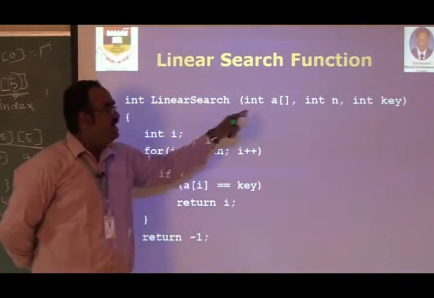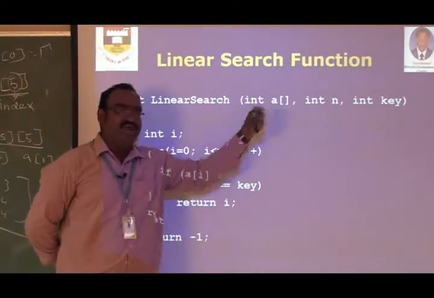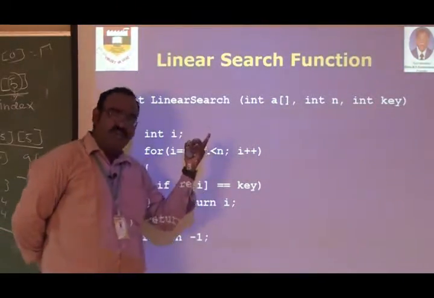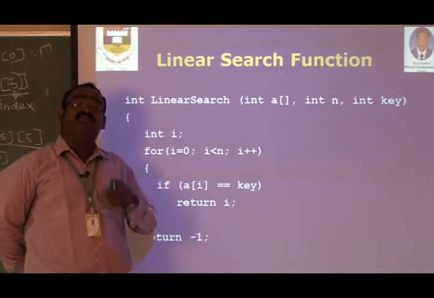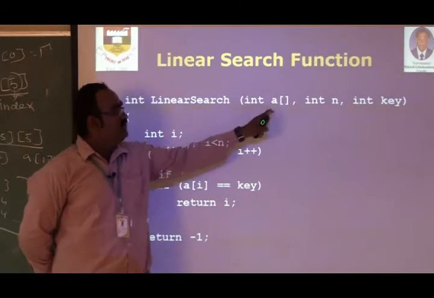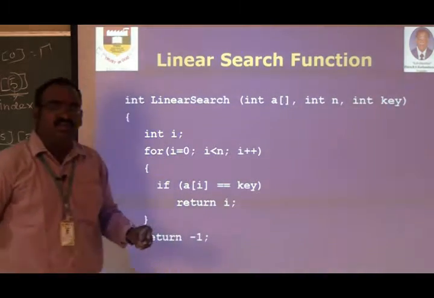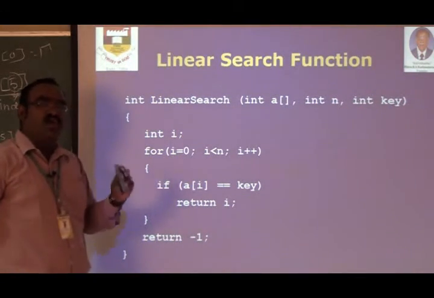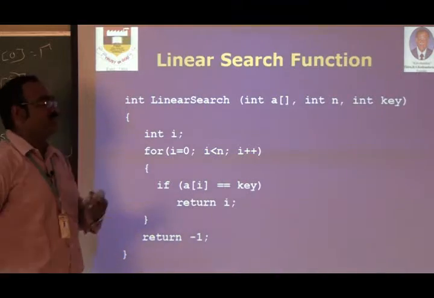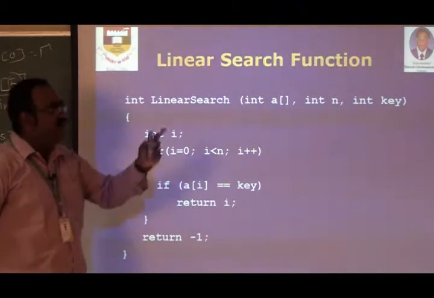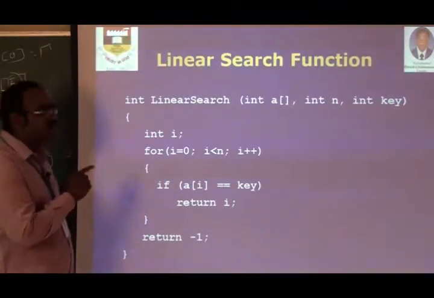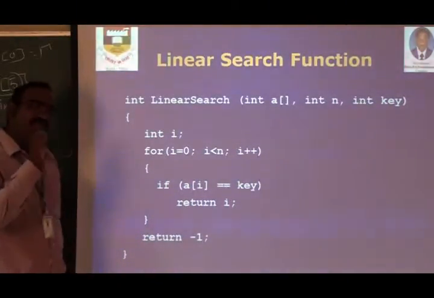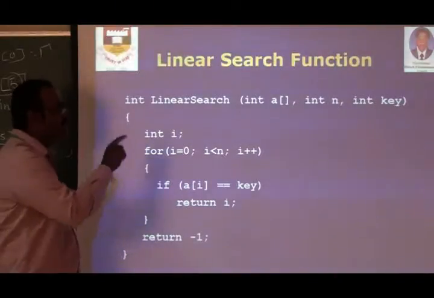It's unlimited. Since we are not defining any capacity in the indexing operator, you can store any number of values in the array. That's why we are not defining any capacity, right? There is no constant value; you can store many numbers. So integer n is the size of the array. The key is the value you are going to search for. So a is the array, n is the size, and key is the value you are searching for. So there are three parameters for linear search.